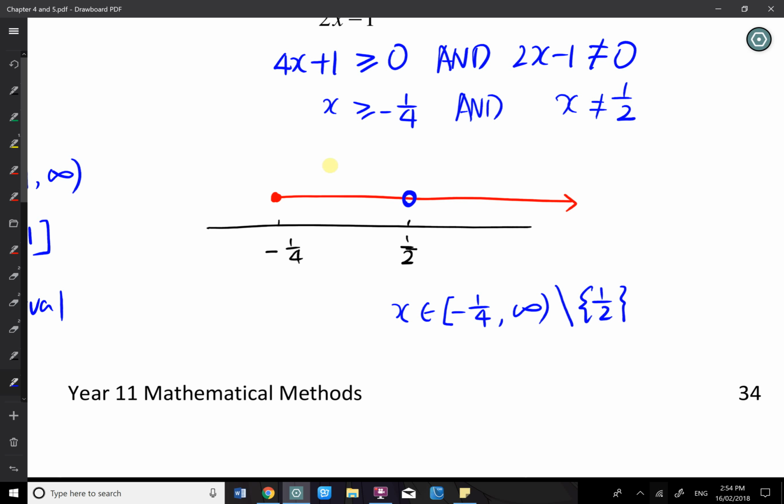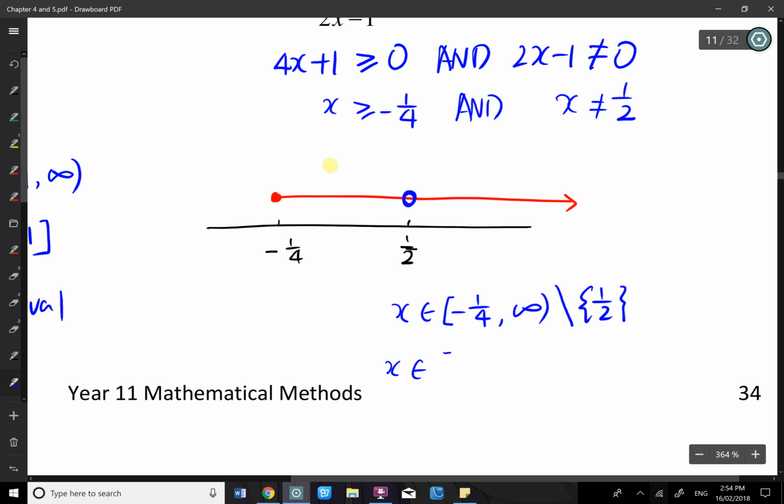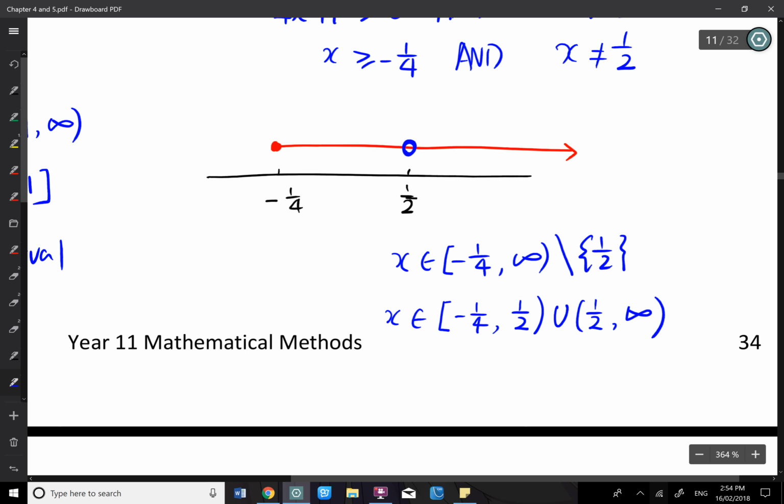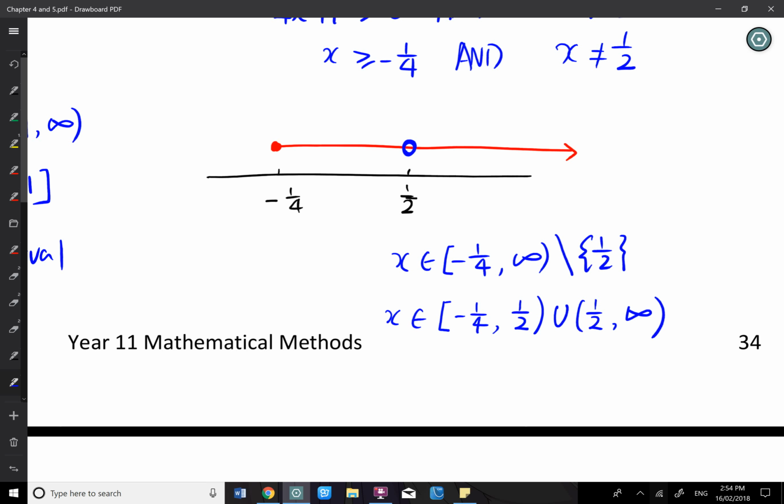Another way to write this is square bracket negative a quarter to a half, round bracket, union a half to infinity. I just exclude a half from both sets. I just cut it there, and then start again.